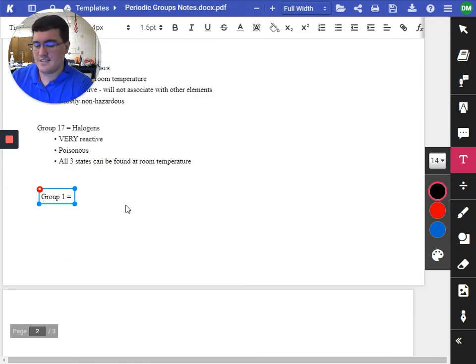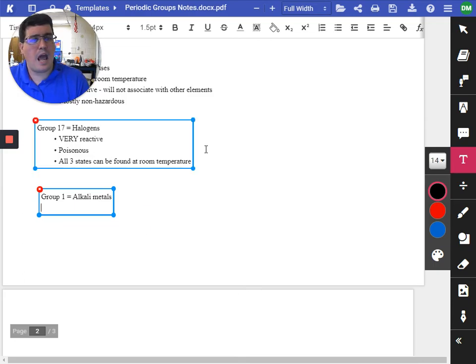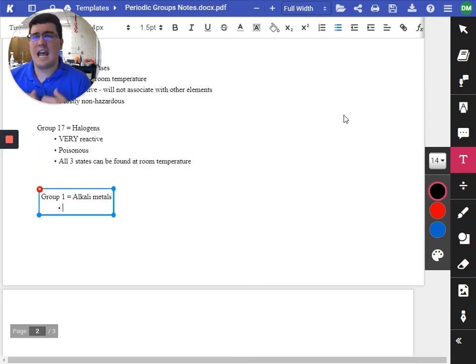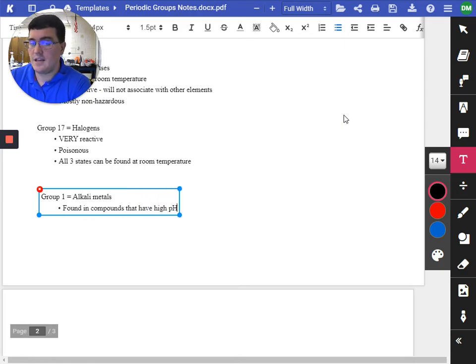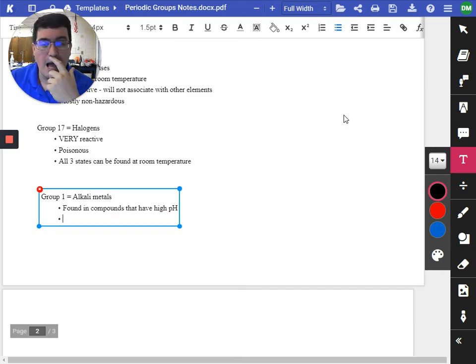So Group 1 is known as the Alkali Metals. And if you don't remember, alkali means that it has a high pH. Literally the name for these things came from the fact that they were found in compounds that have high pH. Oops, little p, big H. Or lowercase p, capital H.